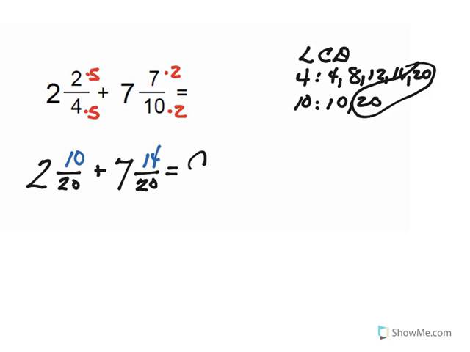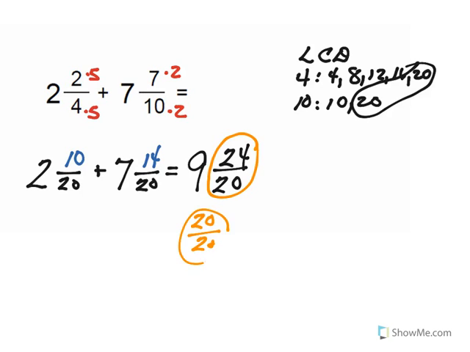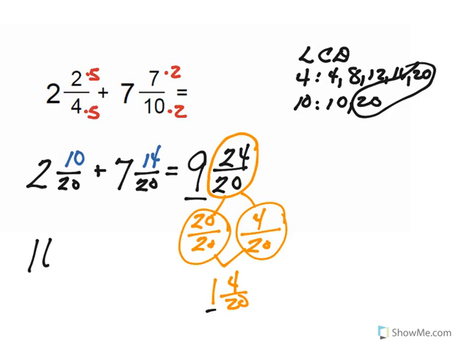Now I can work my problem. 2 plus 7 is 9, denominator stays the same, and 10 plus 14 is 24, which of course is improper again. I'm going to do my number bond, which is going to be 20 twentieths and 4 twentieths. That's going to give me 1 and 4 twentieths, which then, of course, needs to be merged back with my 9. So 9 and 1 are 10, and 4 twentieths.